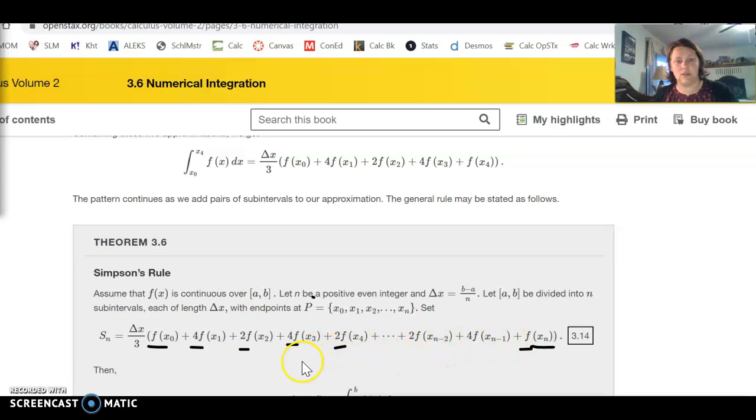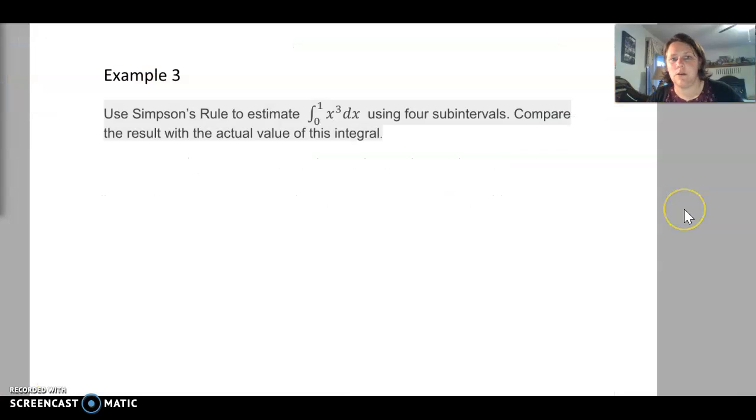Okay, so let's look at an example using Simpson's rule. We're going to use x cubed this time. I didn't want to use x squared with Simpson's rule because we're using a quadratic equation. That really wouldn't go very well. So we're going to look at something that's not a quadratic equation to use Simpson's rule with.